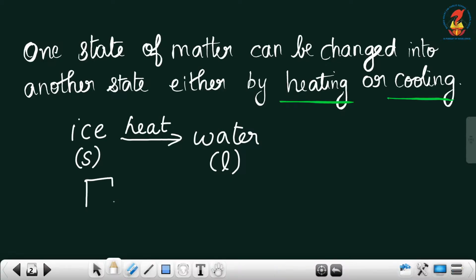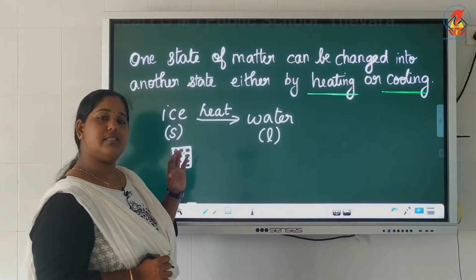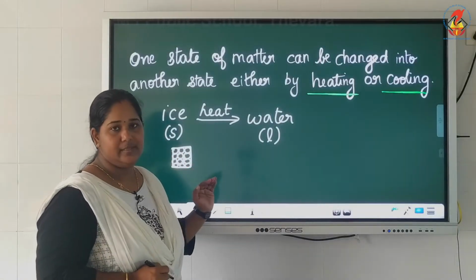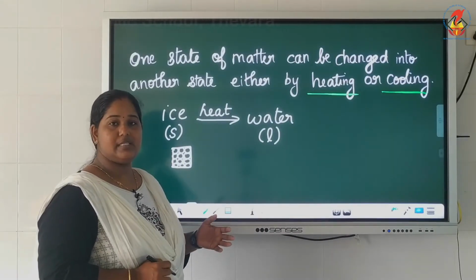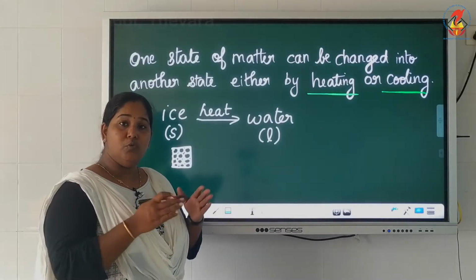See, ice is solid. So the molecular arrangement of ice will be like this. You have learned in last class, the molecules are tightly packed with strong force of attraction. So the molecules will be tightly packed like this. And when the solid ice is heated, what happens is the molecules move apart.